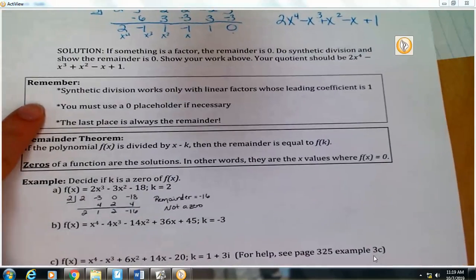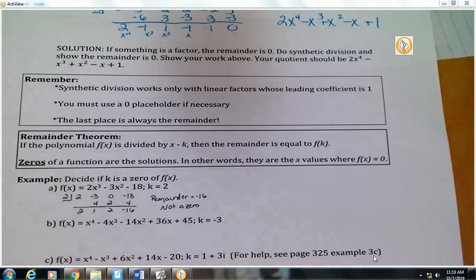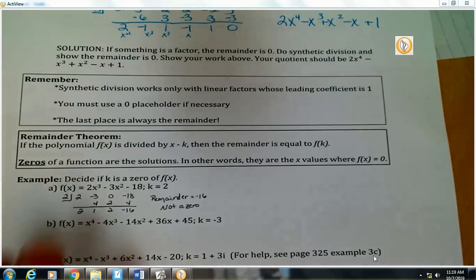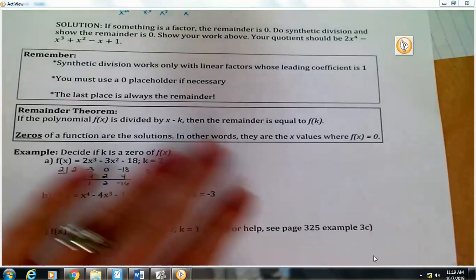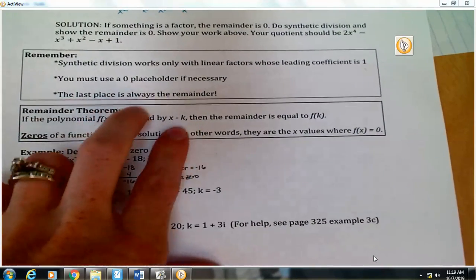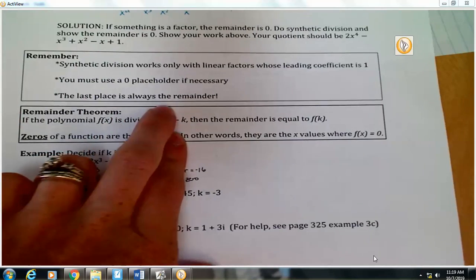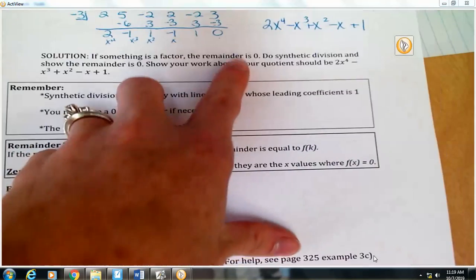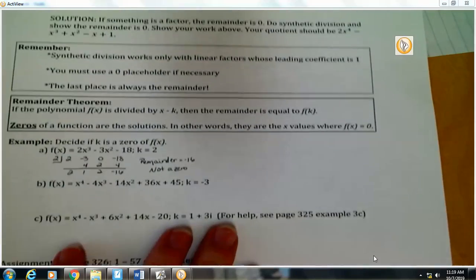Just a few reminders with synthetic division. It only works if you have linear factors with leading coefficient of 1. So you have to be dividing by something linear. We can't do synthetic division if you're dividing by an x squared or anything like that. You have to include those 0 placeholders. Those are absolutely necessary. And don't forget, at the very end, your final number is your remainder.